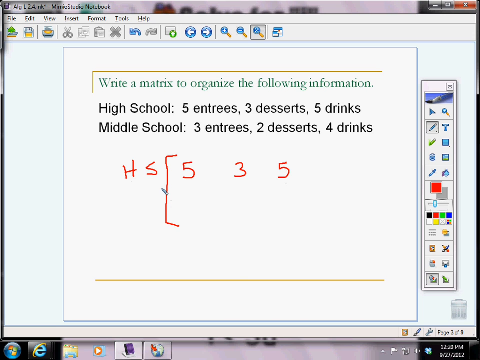It is important to label these because otherwise how do we know what the numbers mean? And at the middle school we have 3 entrees, 2 desserts, and 4 drinks. And what we should do is above here put entrees, desserts, and drinks.